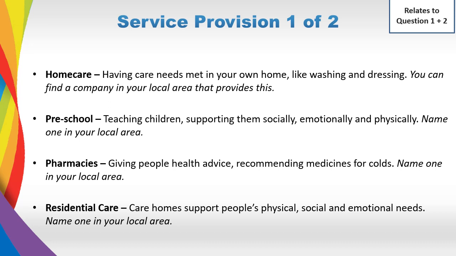A preschool. Preschools are there to teach children, but they're also there to support them socially, emotionally and physically. I'd like you to be able to name one of those in your local area as well, if you choose that one. Pharmacies give people health advice, they recommend medicines for things like colds. Again, I want you to be able to find one in your local area. Residential care. Care homes support people's physical, social and emotional needs. Again, you're going to research one in your own area.